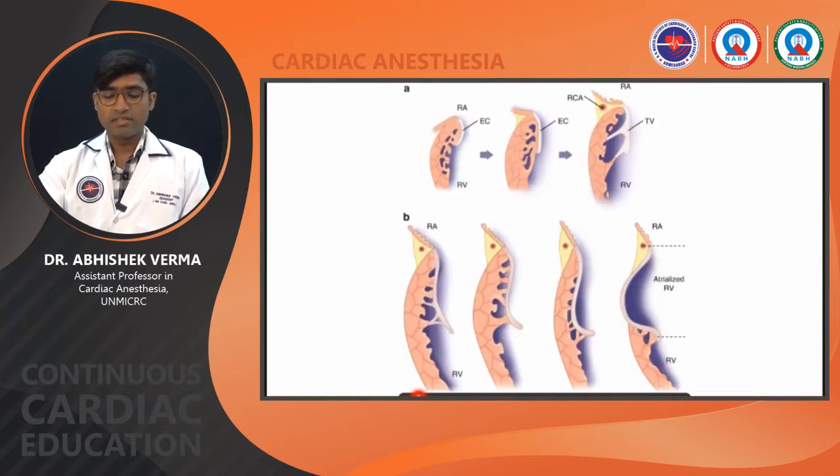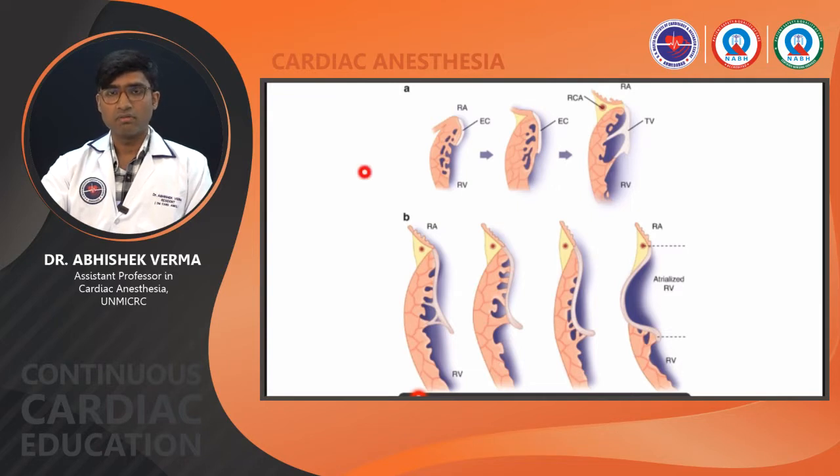In these slides, we are seeing that this portion is toward the RA side and that is toward the RV side, and this is the endocardial cushion. We see this endocardial cushion will elongate and proliferate, and the ventricular wall becomes spongy and fenestrated. Later it becomes more spongy and the fenestration also increases in size, but the endocardial cushion starts proliferating and forms a fibrous sheath.